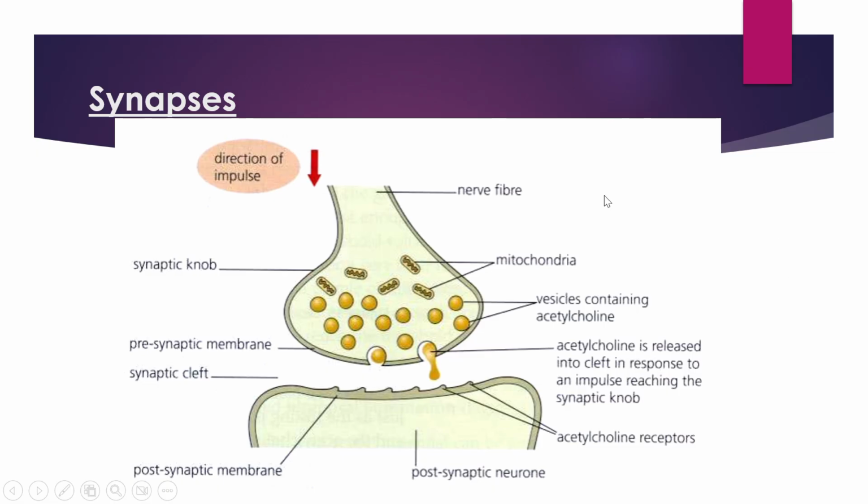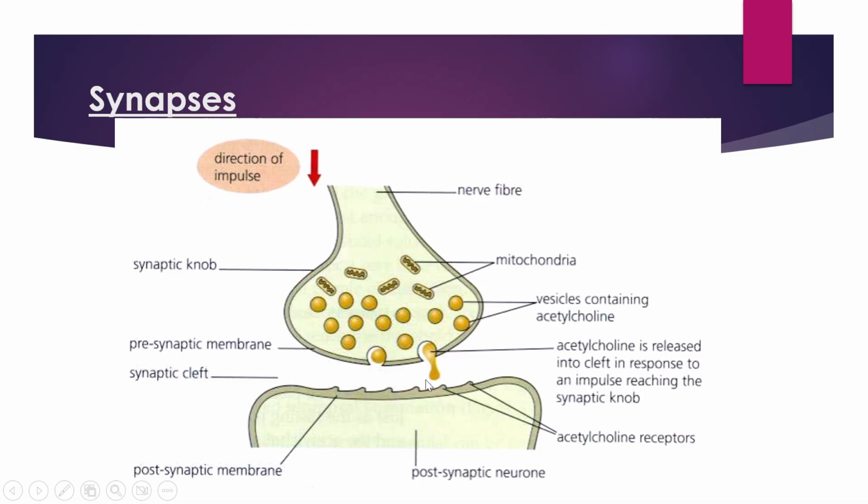So here we've got a synapse, we've got the presynaptic knob, presynaptic membrane. In the presynaptic knob, you've got mitochondria and vesicles which contain acetylcholine, and the impulse will arrive at the end of the presynaptic knob. That will cause vesicles containing acetylcholine to release the acetylcholine into the cleft in response to the impulse reaching the end of the presynaptic knob.